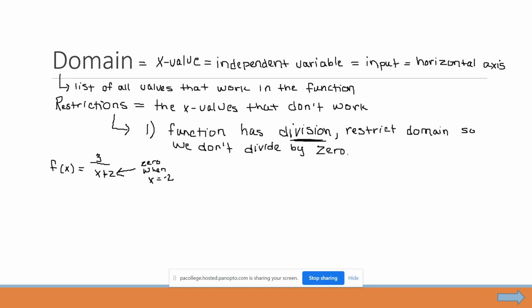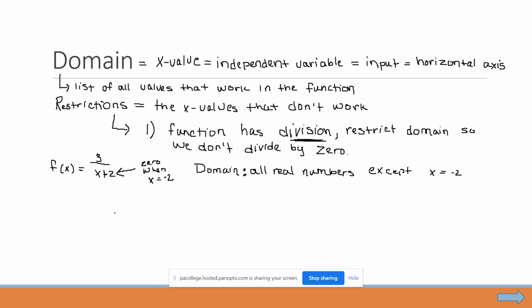Because -2 plus 2 would be 0, and then I'd have 3 divided by 0, and my calculator would give me an error. So the domain for this function is going to be all reals, which is short for all real numbers. So all reals, except x equals -2. That's the one that doesn't work.